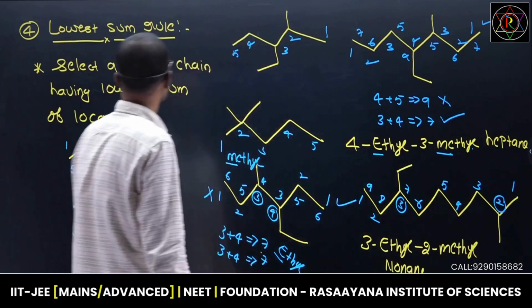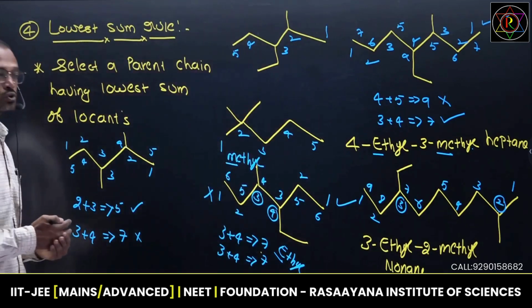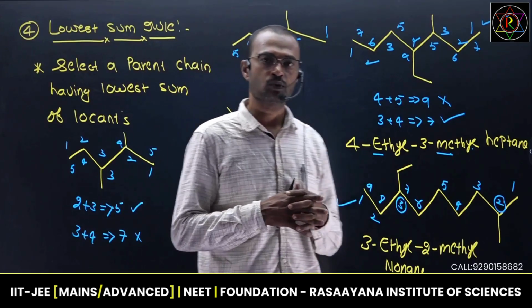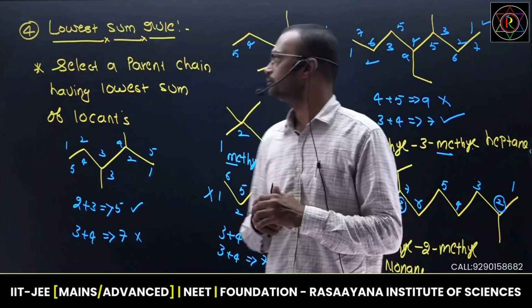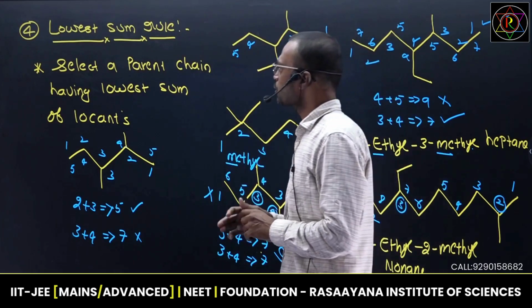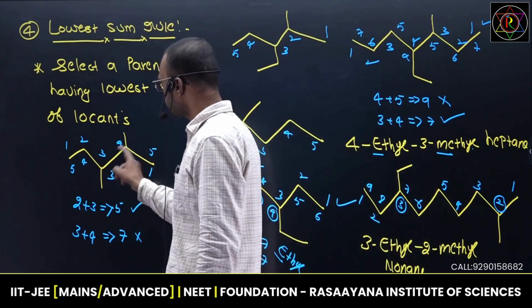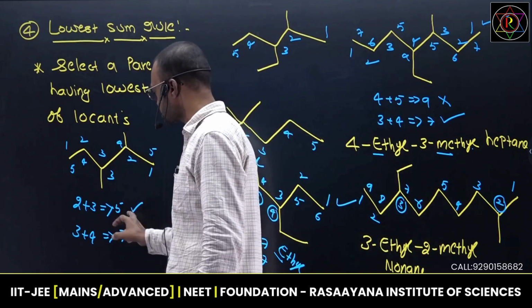Then go through the lowest sum rule. So when more than one substitution is present, we need to apply this one. The first point of difference rule is also there, that you need to apply. What is the lowest sum rule saying? Select the parent chain in such a way that the sum of the positions of the locants should carry the lowest number.